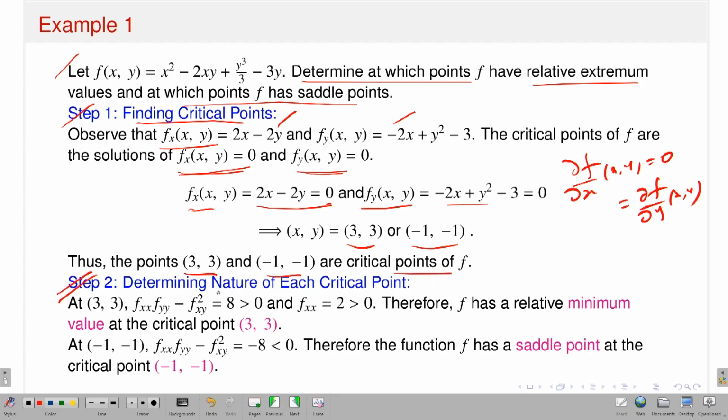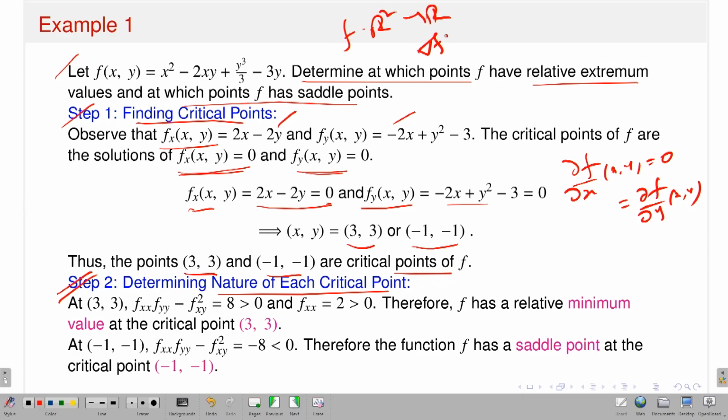Now, step 2, determine the nature of each critical point. Nature of each critical point means you first calculate the Hessian matrix at that critical point and look at the nature of this Hessian matrix. Since it is a function from R2 to R, what will be the order of the Hessian matrix? It is a 2 cross 2 matrix, because f is a map from R2 to R, so what is the gradient vector del f?